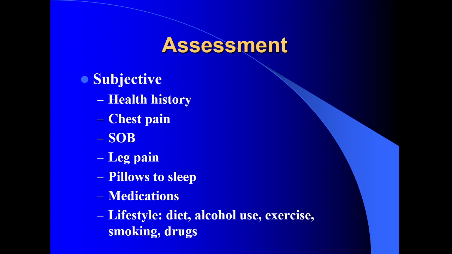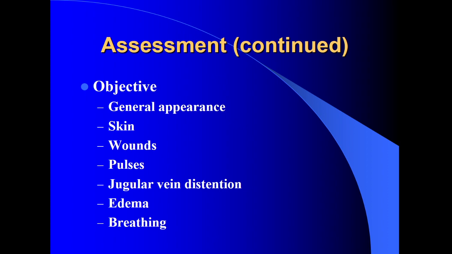Assessment. Subjective: health history, chest pain, shortness of breath, leg pain, pillows to sleep, medications, lifestyle, diet, alcohol use, exercise, smoking, and drugs. Objective: general appearance, skin, wounds, pulses, jugular vein distension, edema, breathing.